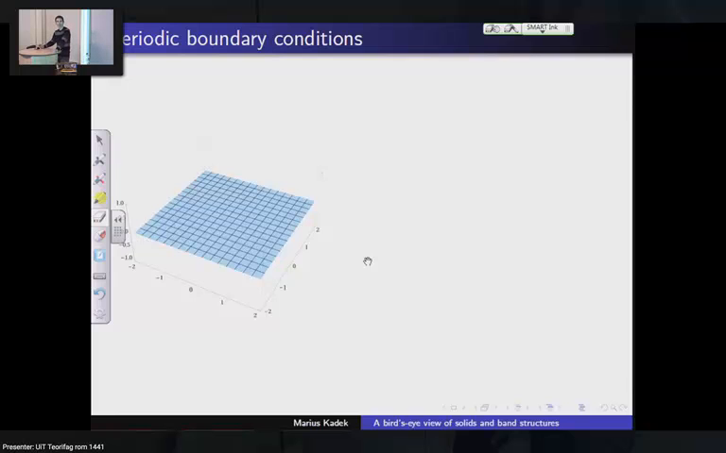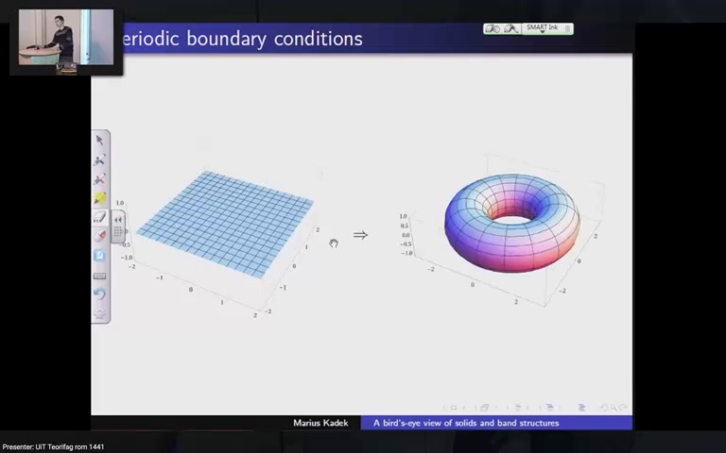And if we actually do it with the plane, connect the upper part with the lower part, then we get a cylinder. And if we connect the left with the right on the cylinder, we get something called a torus. So this changes the topology of the system dramatically.